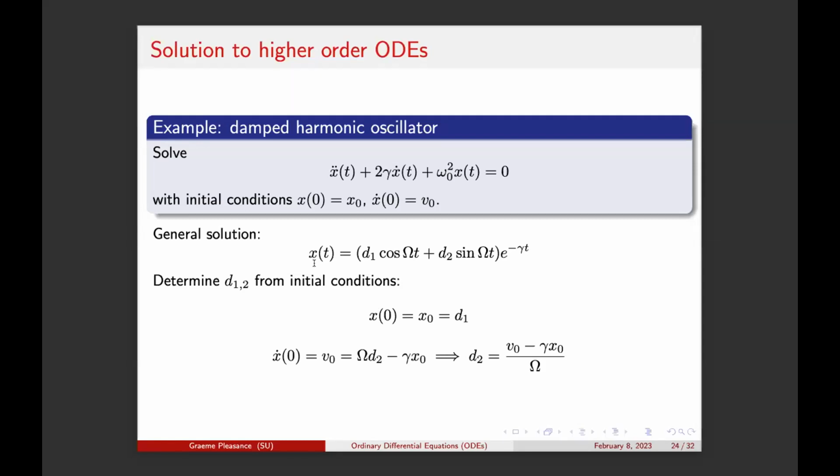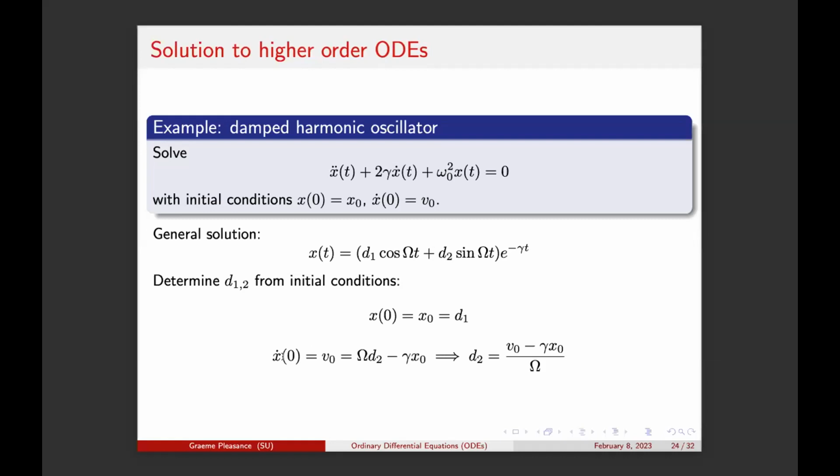On the left-hand side, we'll just have x0. This first term will just be 0. The second term will vanish. And e to the minus 0 is just 1. So then just trivially, we see that this first unknown constant is just equal to the initial position of the oscillator.